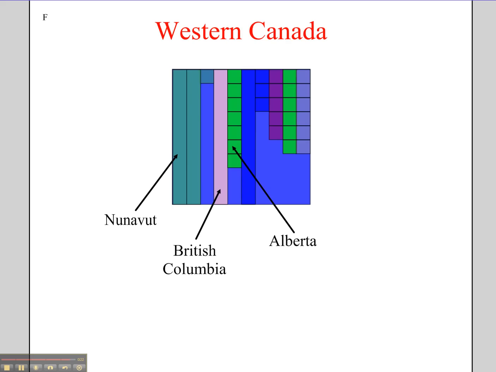In question F, how do the percent values on your grid show that British Columbia covers a greater area than Alberta but a smaller area than Nunavut? Well, you can see here that by the model that I've used, it's quite clearly smaller and larger than the other ones just by the representation.